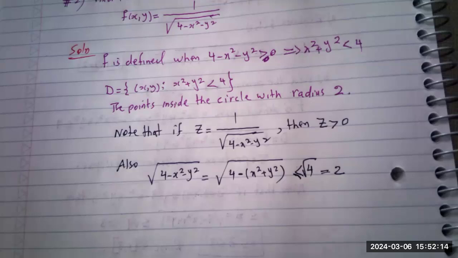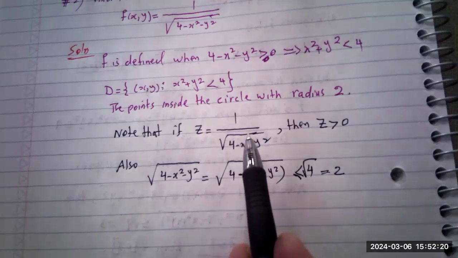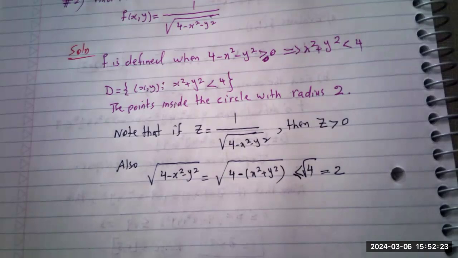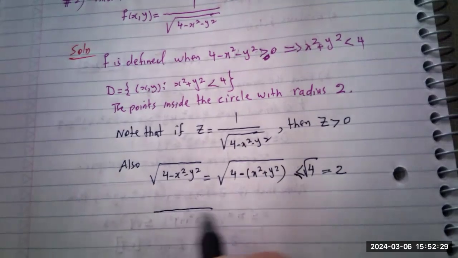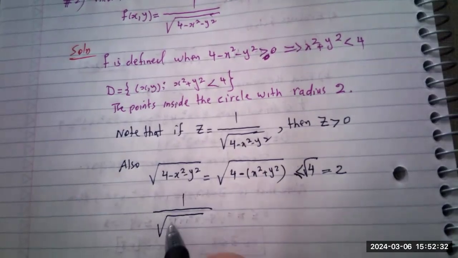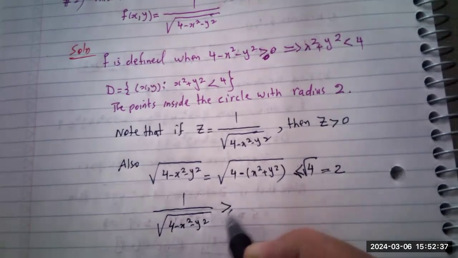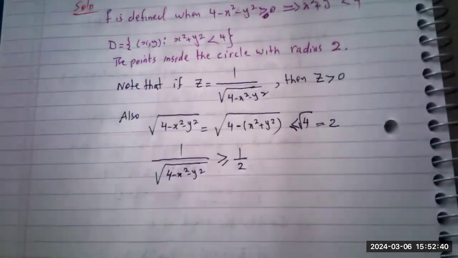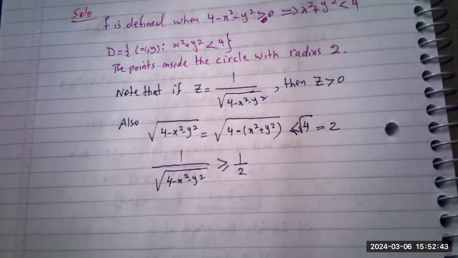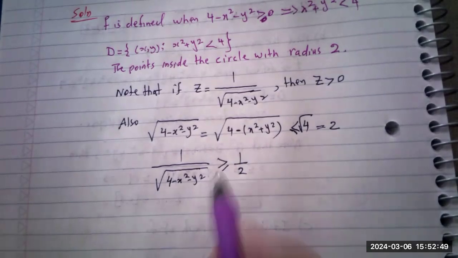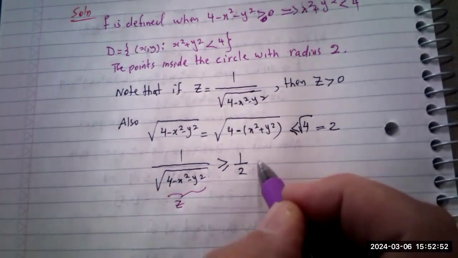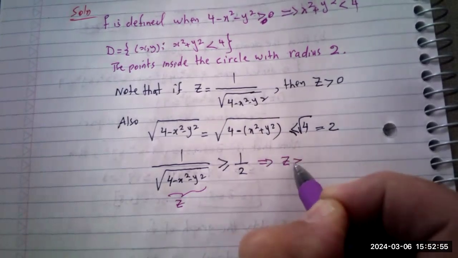So that gives you the result. But the one you are interested in is the reciprocal. If you take the reciprocal on both sides of the inequality, you reverse the sign of the inequality. So 1 over the square root of 4 minus x squared minus y squared would be greater than or equal to 1/2. Remember, that was z. So this basically means your z is going to be greater than or equal to 1/2.